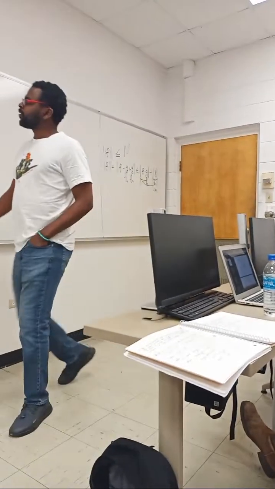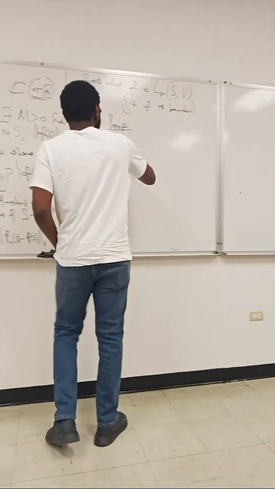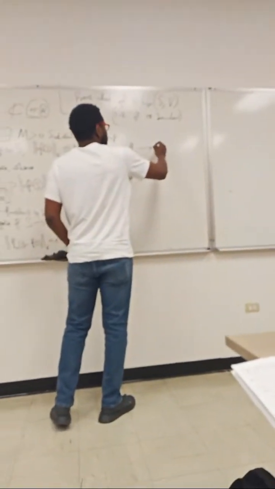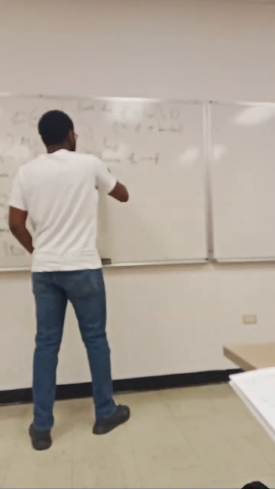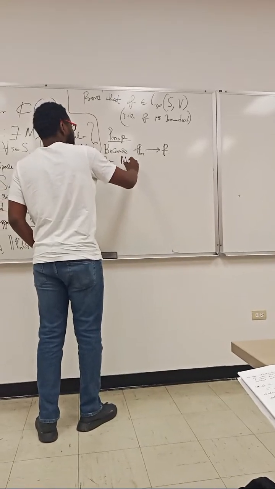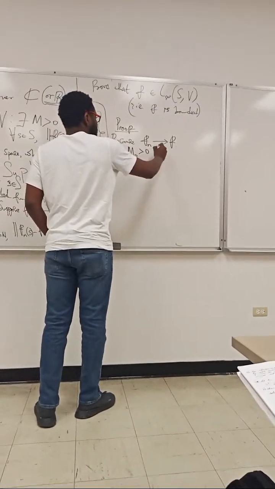If I now come and say because Fn goes towards F, for all epsilon, M naught positive fixed.